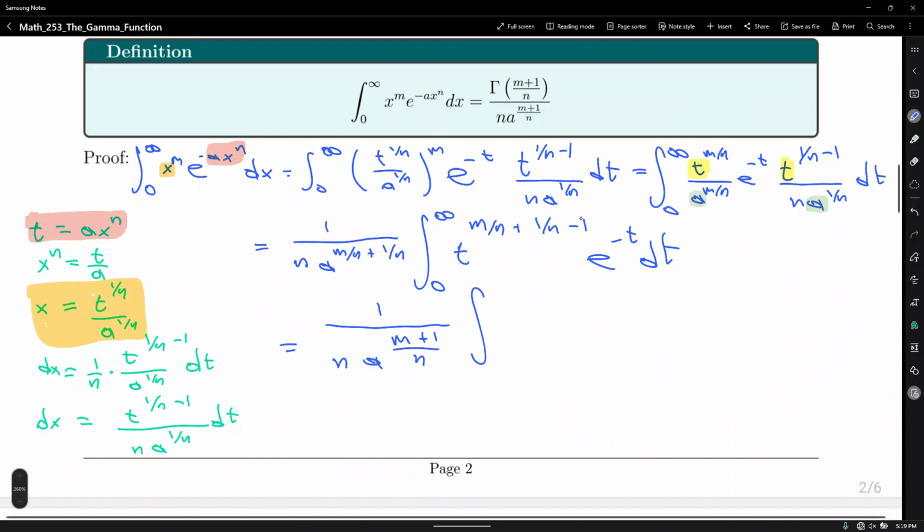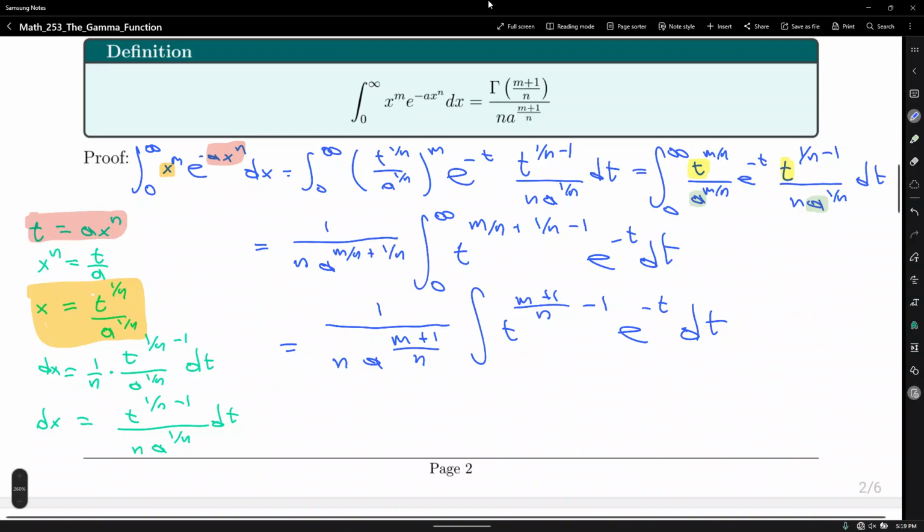M over n, 1 over n, and we'll leave this negative 1 over there. Check this out: t to the (m plus 1 over n minus 1), e to the negative t dt. And guys, this is where we see the gamma function.